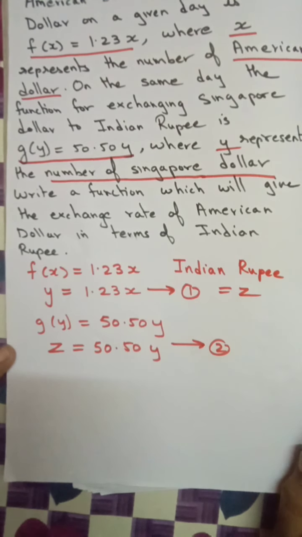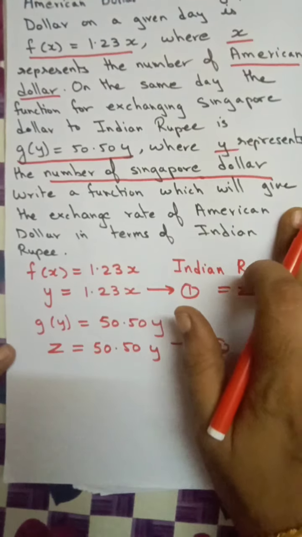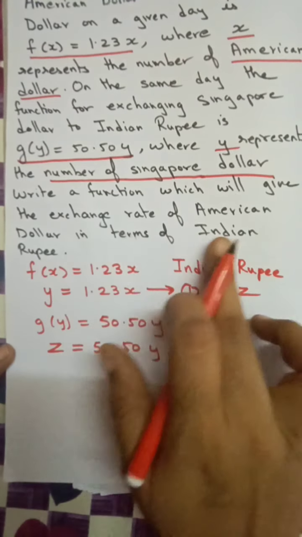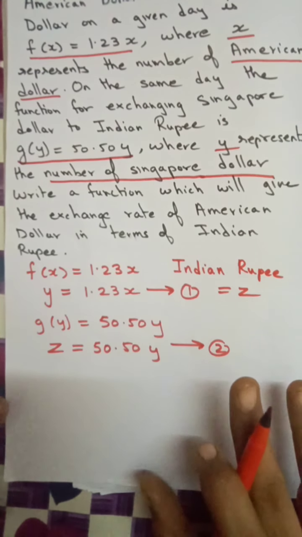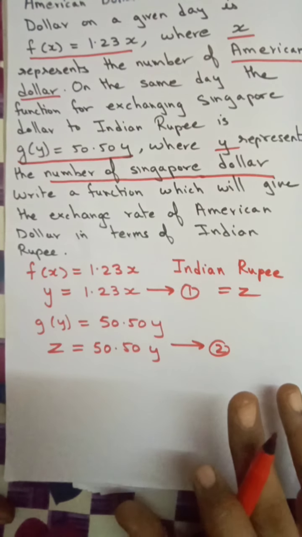Now read the last sentence of the question. Write a function which will give the exchange rate of American dollar in terms of Indian rupee. So you have to find an equation for the exchange rate of American dollar in terms of Indian rupee.